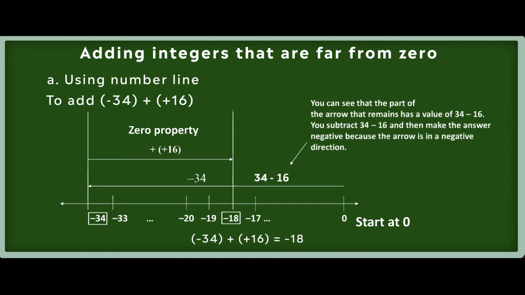And in this part, you can see that the part of the arrow that remains has a value of 34 minus 16, and our answer is 18. As our arrow is still on the negative side, we give the sign as negative 18.